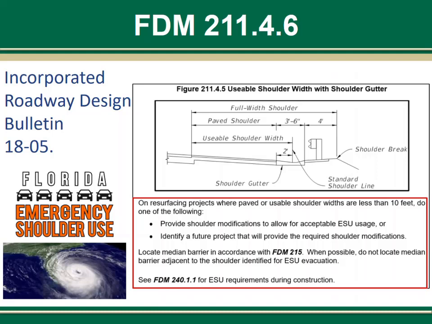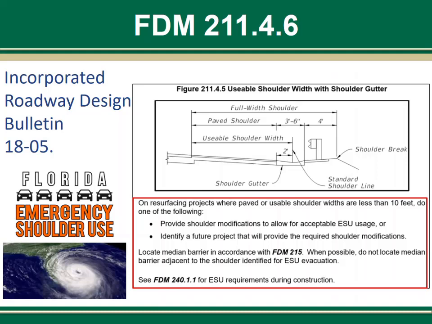We've replaced this vague language with something more direct, which is shown here. So for resurfacing projects where you have less than 10 feet of usable width for ESU, you need to either provide shoulder modifications to allow for acceptable ESU usage, or you need to identify a future project that can provide the required shoulder modifications.